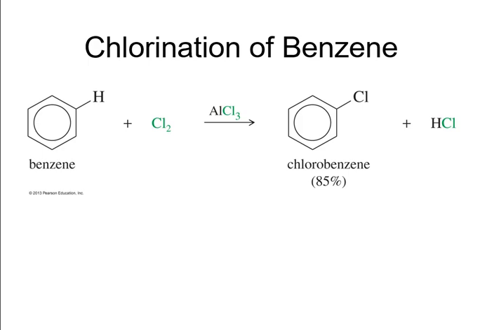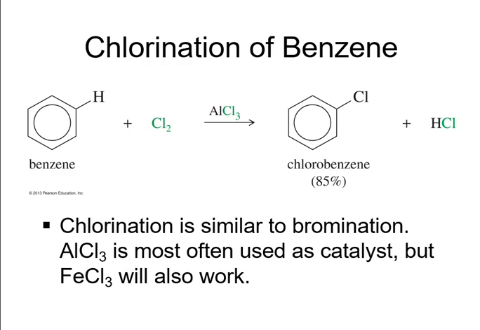You can do the same reaction with chlorine, but the catalyst now is aluminum trichloride rather than iron trichloride. Chlorination is similar, but AlCl3 is most often used, though you can use iron trichloride. Aluminum chloride is like the king of Lewis acid catalysts. If I was going to do a reaction and I didn't even know what catalyst to use, I would just use the aluminum form of the catalyst. Aluminum is an exceptional metal. It's used quite a bit as catalysts in organic chemistry. But you can use the iron trichloride.